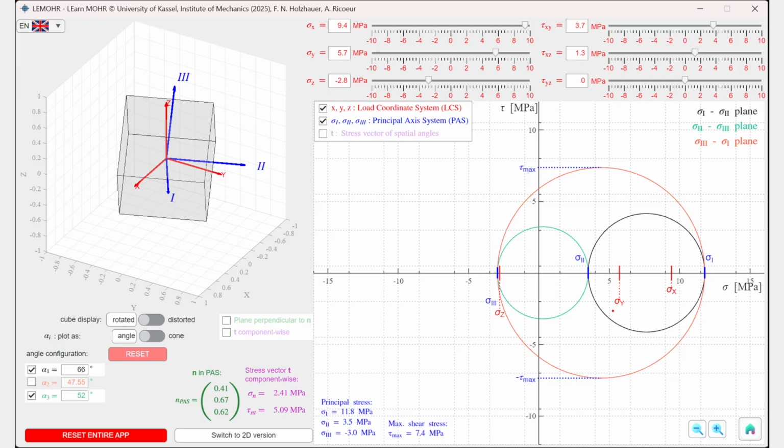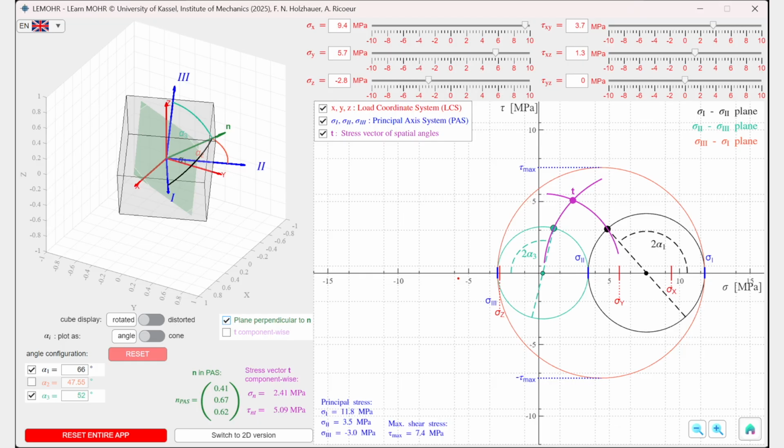Using Mohr circles, it is now possible to determine the components of the stress vector T graphically for the three-dimensional stress state. The stress vector T describes the action of the stress tensor sigma on a given cut surface. The surface is oriented orthogonally to the normal vector n of the cut plane. Through Cauchy's stress law, this relationship can also be computed analytically.